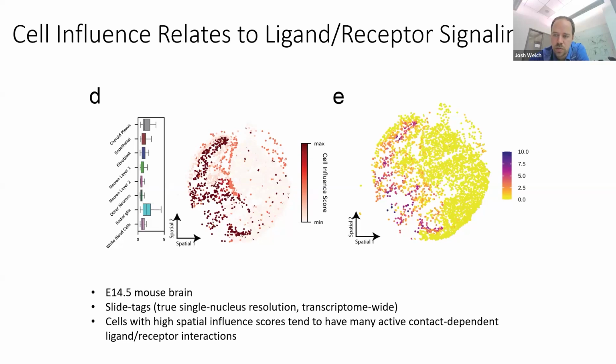Just to point out, we didn't build in any information about ligand receptor signaling into our model. This is just something that came out by looking at the weights assigned to each cell in the tissue by our graph attention network.